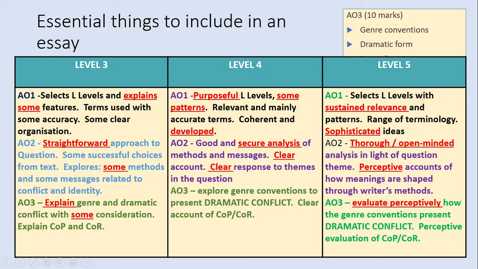And then finally for level 5, think purposeful, think patterns, but it's sustained, so all the way through. So we need to see that really quite tight analysis of the language levels. You'll see here, instead of just coherent, in terms of terminology, we're actually looking at a range here, and this keyword comes up, which is sophisticated ideas. I guess the word that I use most often for that level 5 is this word perceptive, and also we've got the idea here, instead of just exploring, we are assessing the value of elements like genre to interpreting messages and meanings. Perceptive here, the only way I can describe this is really, really well thought through and insightful. So you're actually making a jump with inference that perhaps examiners and so on won't have actually thought of.